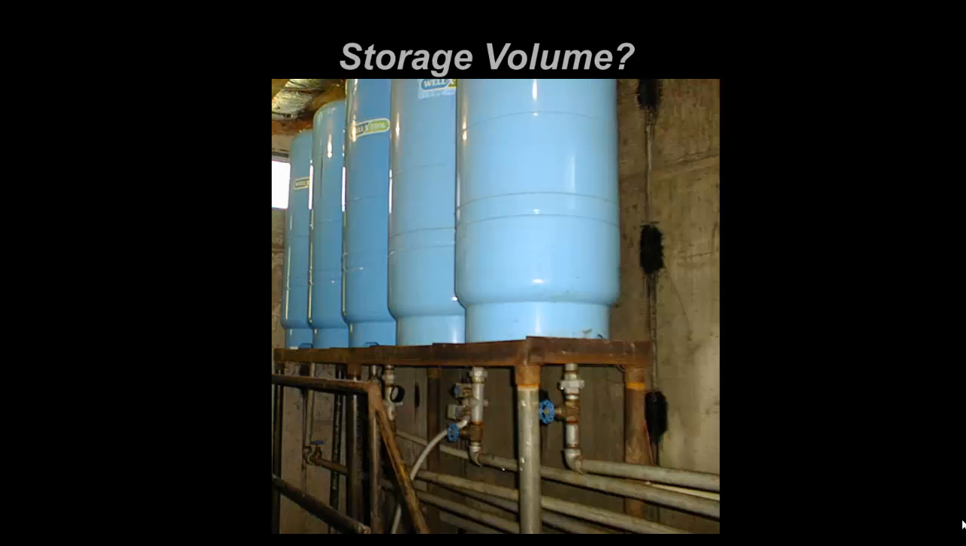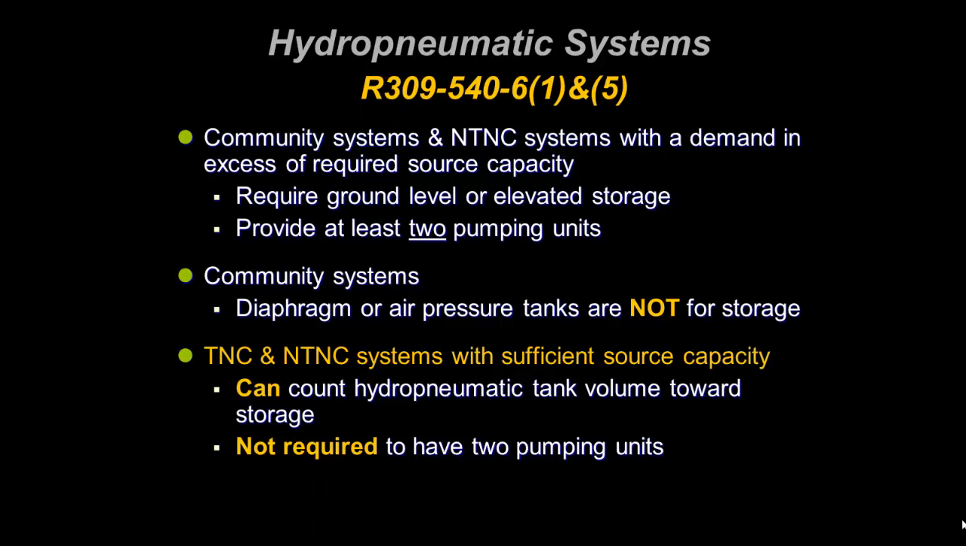Can the volume of these tanks be included towards the required storage capacity? The answer is it depends. Community and non-transient non-community systems with demand in excess of their source capacity require gravity storage tanks and must provide at least 2 pumping units.